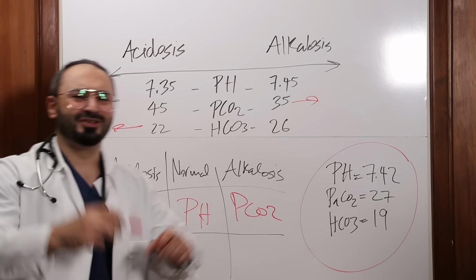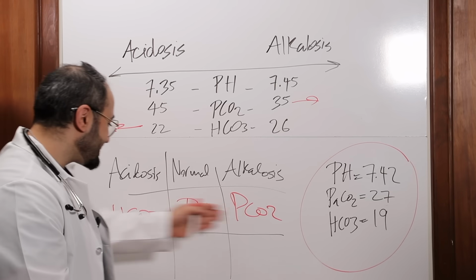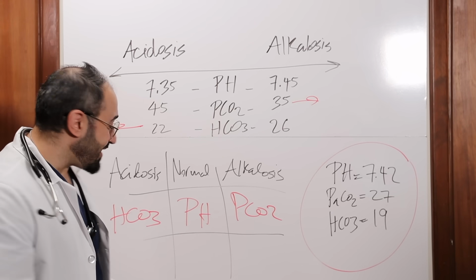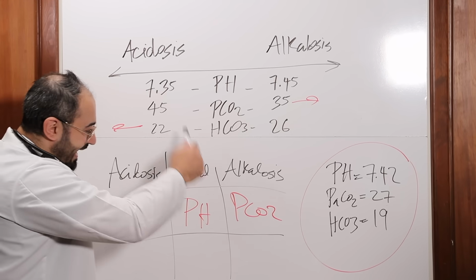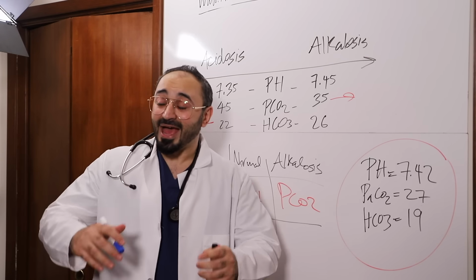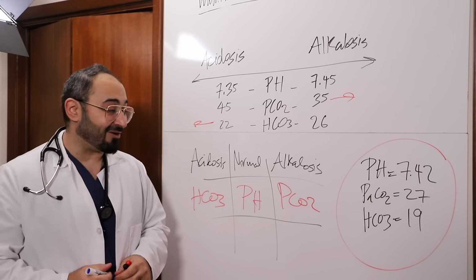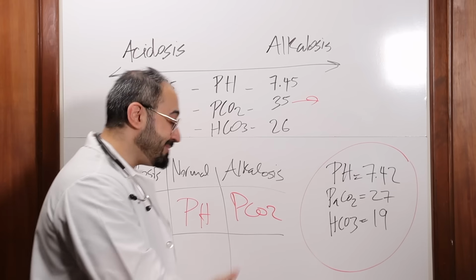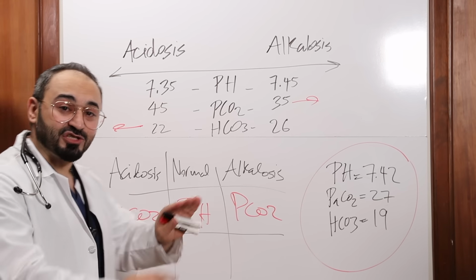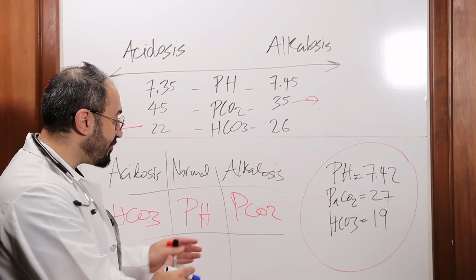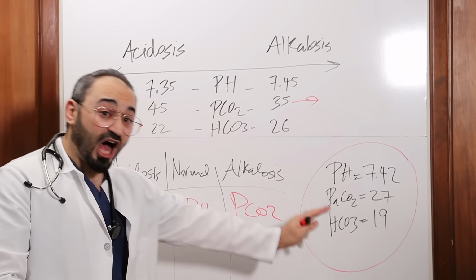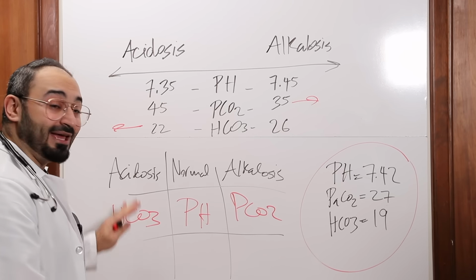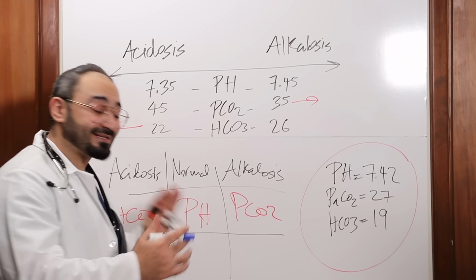So now you're a little bit confused, right? Because you don't have a tic-tac-toe. Usually a tic-tac-toe should be like that, or like that. But it's okay. I'm going to explain to you how to figure this out and how to interpret these ABGs. First off, the pH, we're not going to touch it right now because it's normal. The PaCO2 is off, it's abnormal, and the bicarb is off as well, it's abnormal.